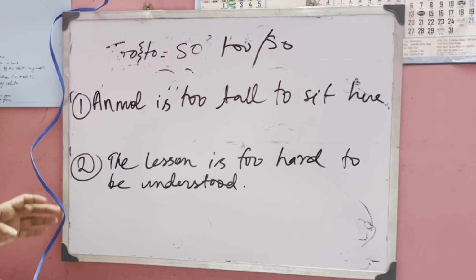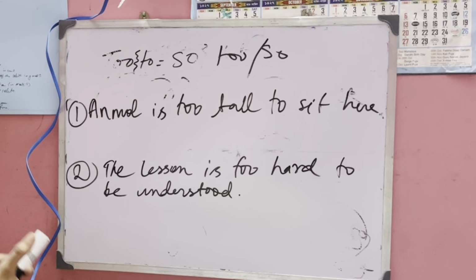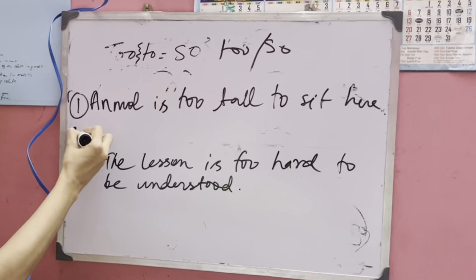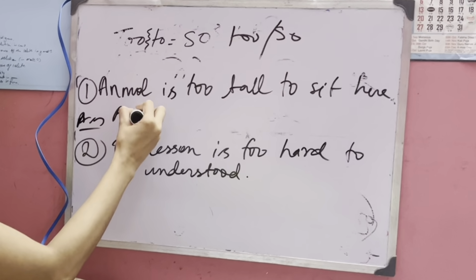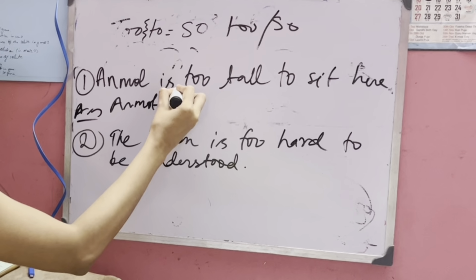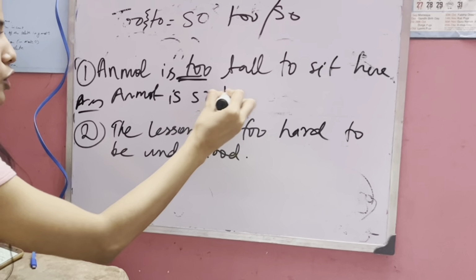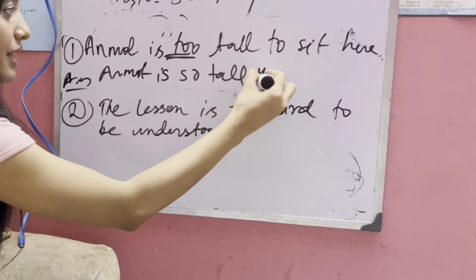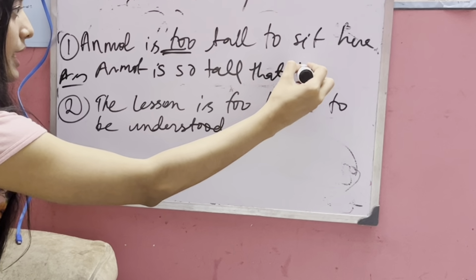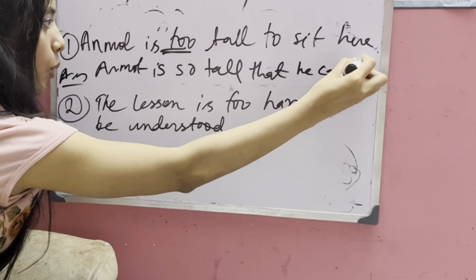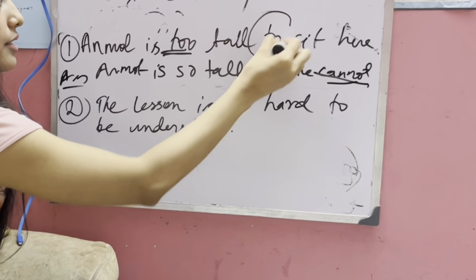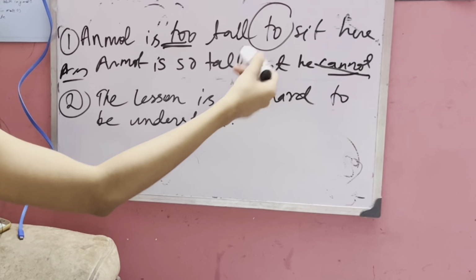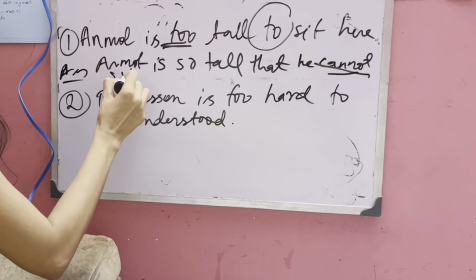So now Anmol is too tall to sit here. You can pause the video and do it for yourself. Anmol is, this too will be replaced by so tall. Now this is a positive sentence. So that he cannot. Why cannot? Because here it is positive. Anmol is so tall that he cannot sit here.